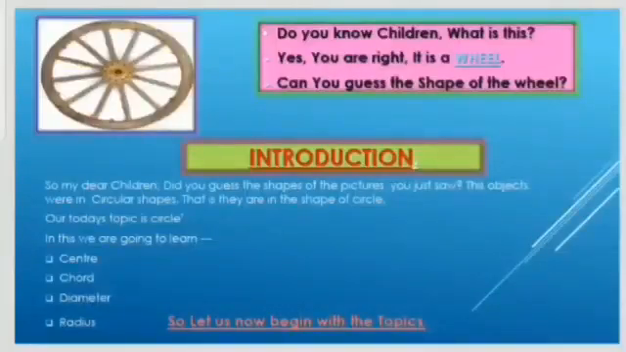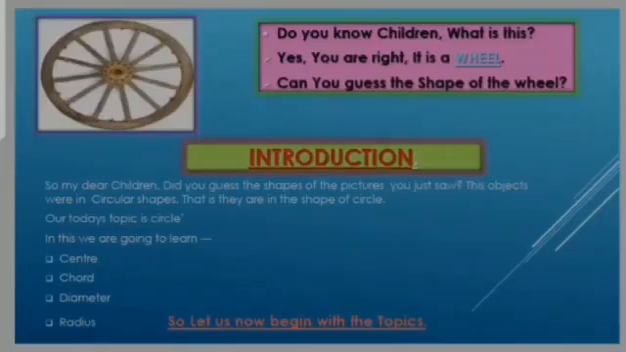So, my dear children, did you guess the shapes of the pictures you just saw? These objects were in circular shapes. That is, they are in the shape of a circle. Our today's topic is circle. In this, we are going to learn center, chord, diameter and radius. So let us now begin with the topics.